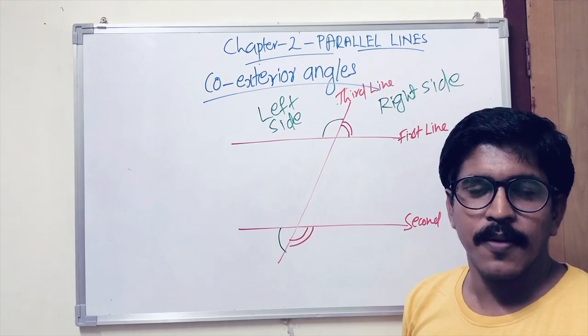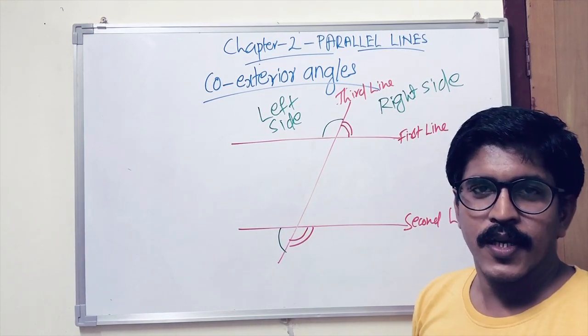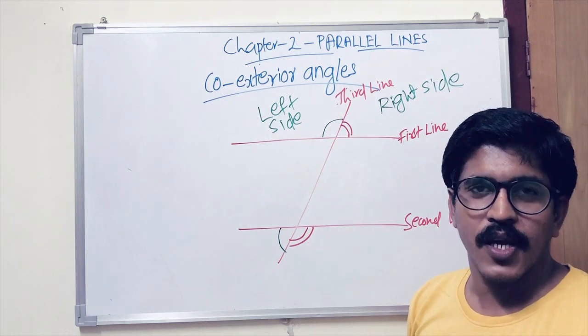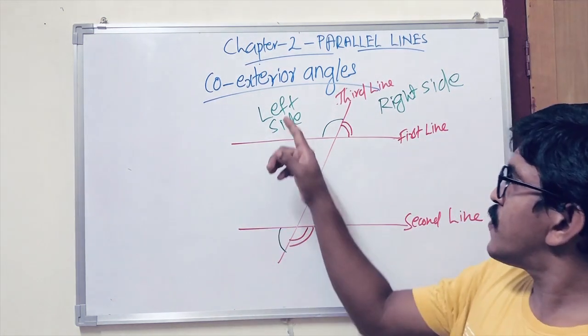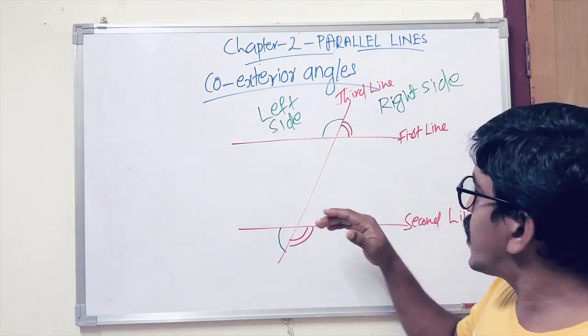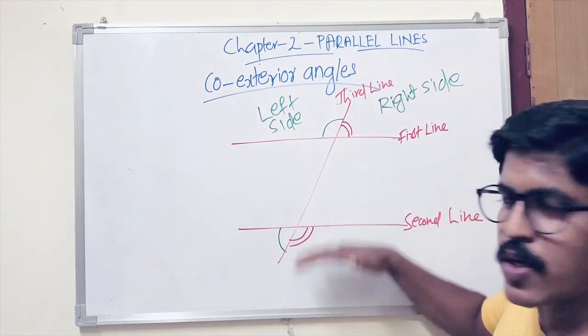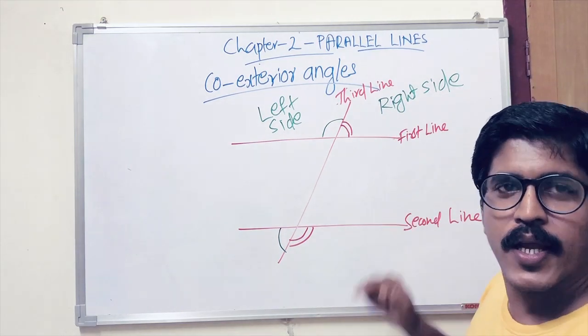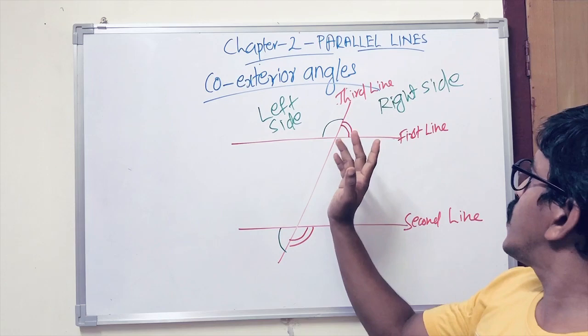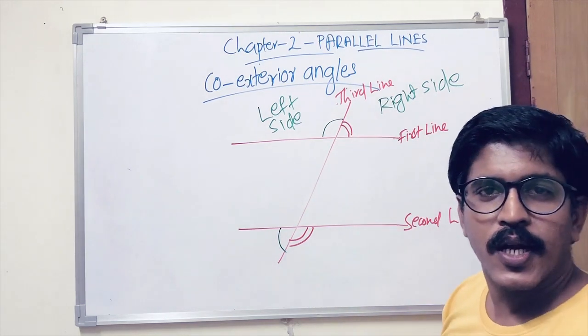Now we can discuss about co-exterior angle. Here also we need to know two things before going to mark co-exterior angle. That is, the first thing is, the name exterior means outside. That is, the angle should be outside of two lines. And another thing is, the angle should be same side on the third line.